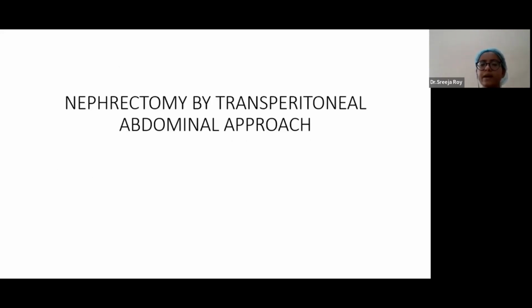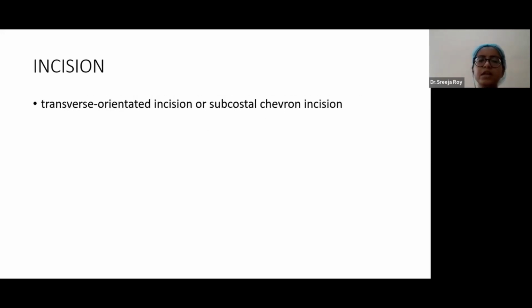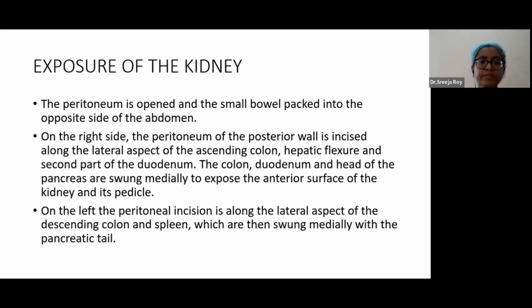Now, nephrectomy by transperitoneal abdominal approach. For this, usually if it is an elective one, transverse oriented incision or subcostal chevron incision is preferred. But in case of trauma, if there is suspicion of injury to any other organ, then midline incision, midline laparotomy is preferred. The peritoneum is opened and the small bowel is packed to the opposite side of the abdomen.